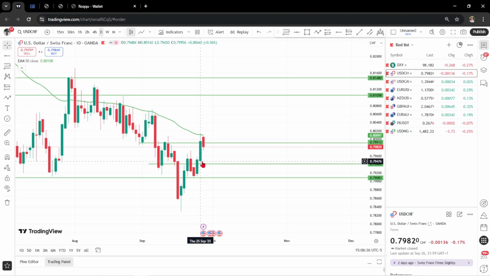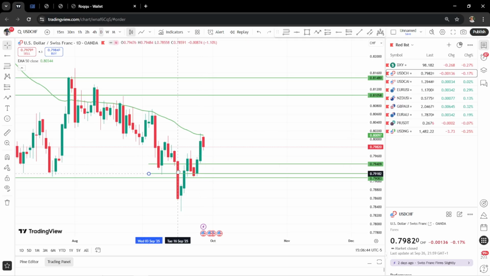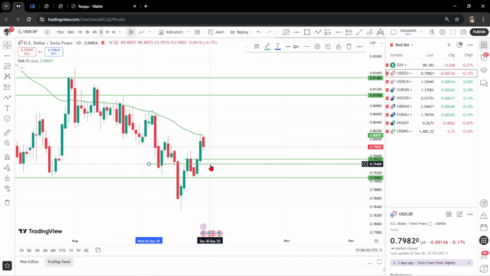Sorry, this is not the recent lower high. Okay, this is the lower low, this is the current lower high, and the market came and broke above it.